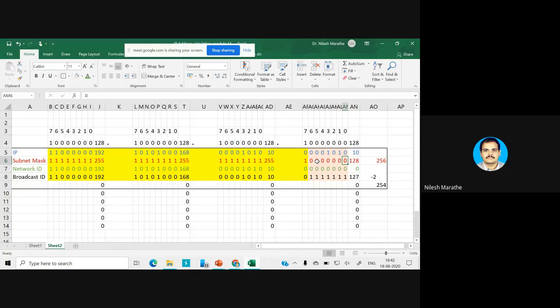Is it clear? Yes, sir. 7 bits are available. That is 128 host space. That is equal to 126 total available address space for the host.